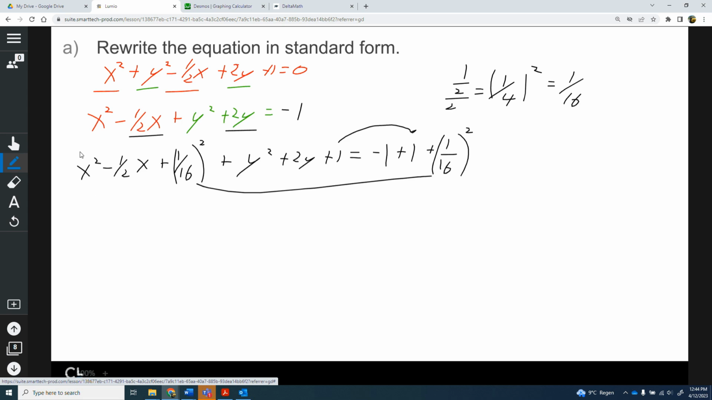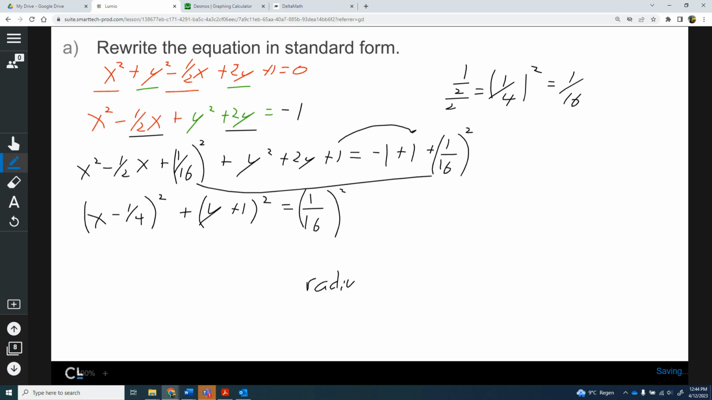Now, because I did this, I can then say it is x minus 1/4 squared plus y plus 1 squared, and the 1 and the 1 cancel, so it left me with 1/16 squared. So my radius is 1/16, and my center is 1/4 and -1.